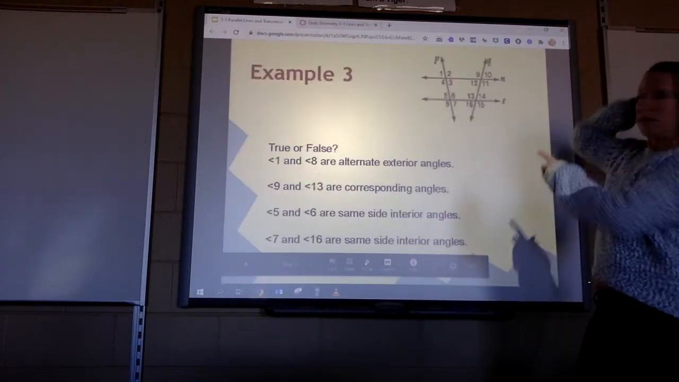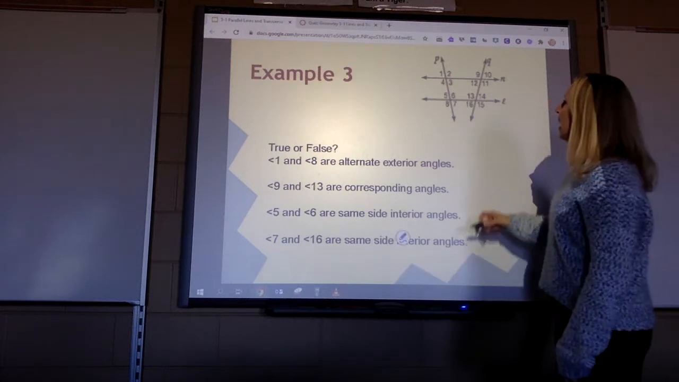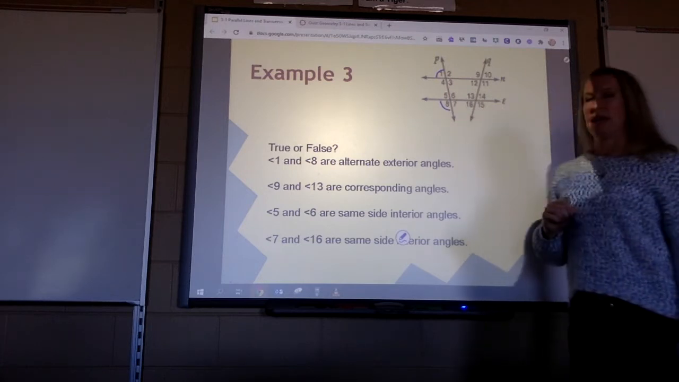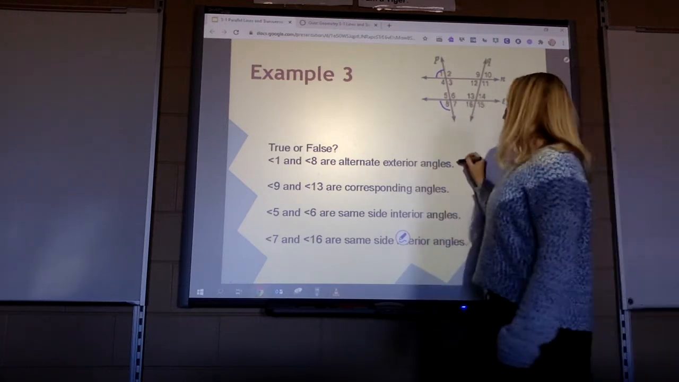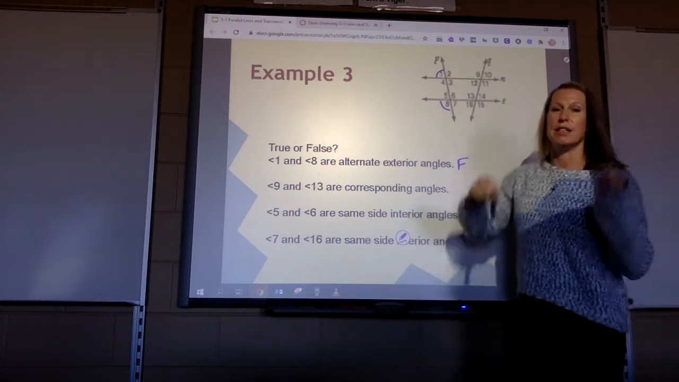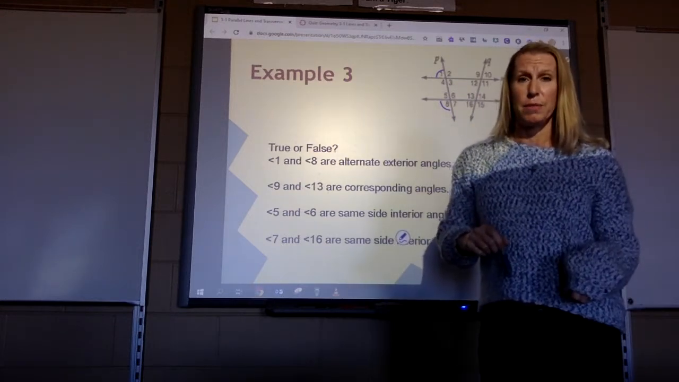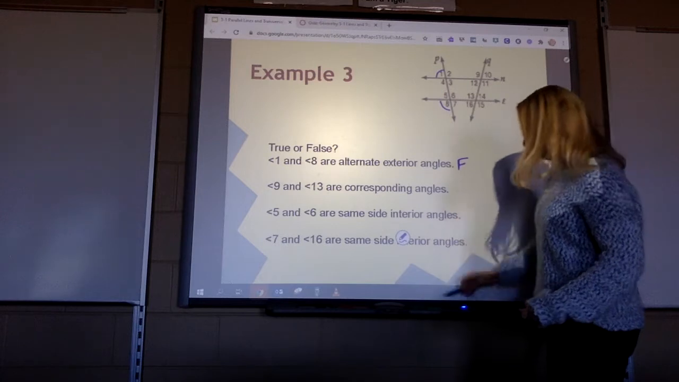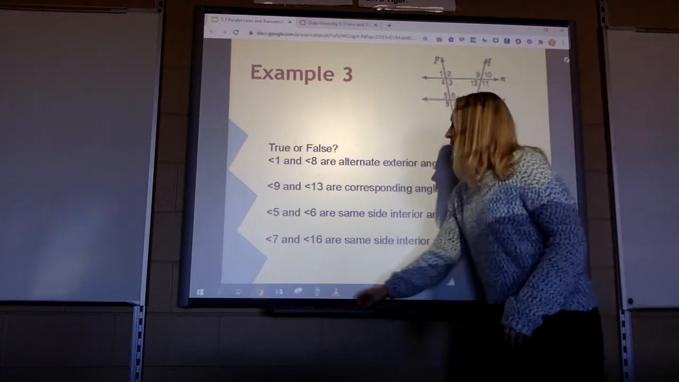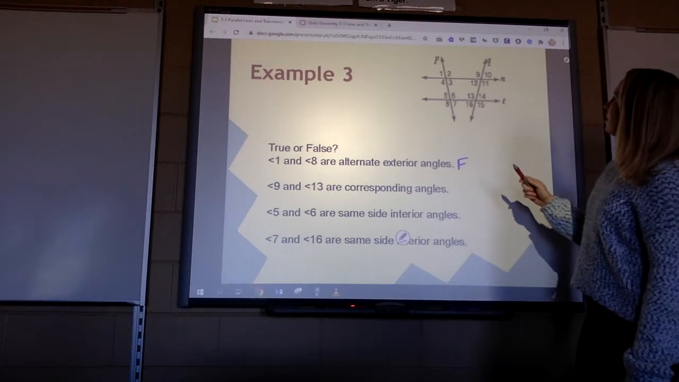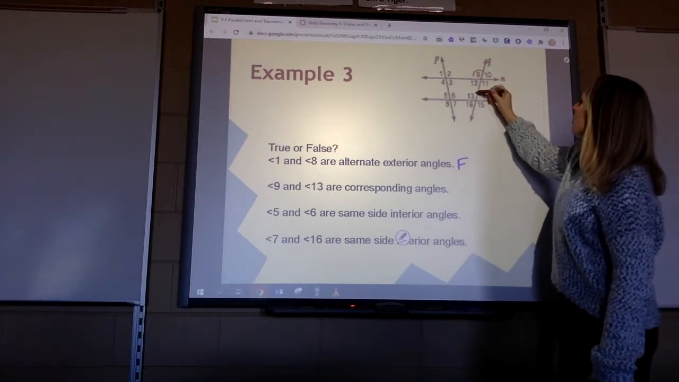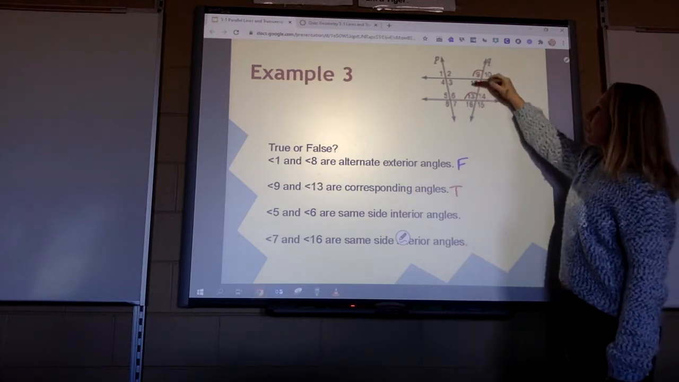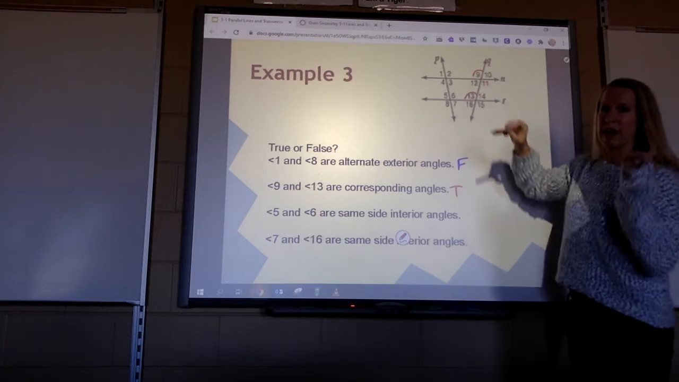So let's look at this picture right here. So true or false? 1 and 8 are alternate exterior angles. That would be false because do you see how they're on the same side of the transversal? So alternate exterior would be like 1 and 7 or 2 and 8. Okay, 9 and 13 are corresponding angles. That would be true. One exterior, one interior, and it jumps over angle 12. So that is corresponding.